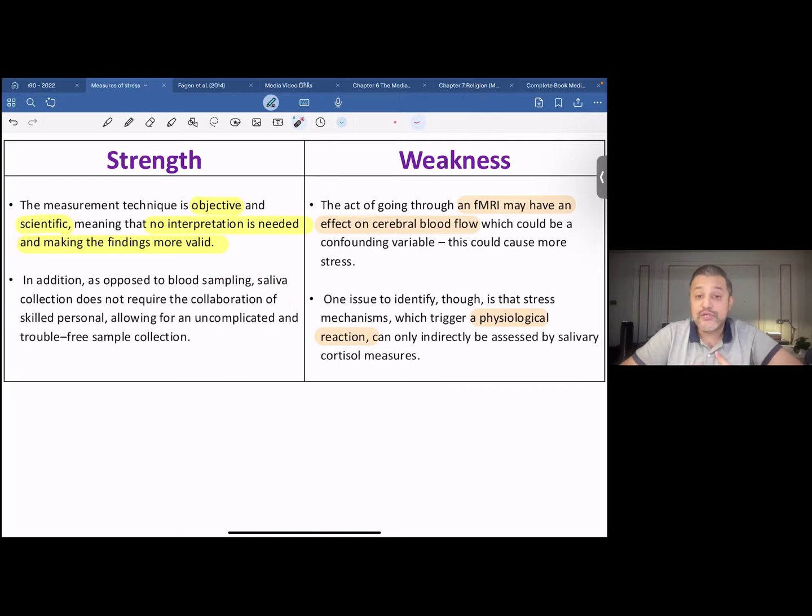Now, when there are strengths, there are limitations or weaknesses as well. The act of going through fMRI in itself could be stressful for people. The fMRI machine or the MRI brain scanning device, if you've seen it, the mere act of having to go through the procedure might induce stress to some people, which could possibly have affected the cerebral blood flow. Now, this is a confounding variable that we cannot do anything about. So, like this reads, the act of going through an fMRI may have an effect on the cerebral blood flow, which could be a confounding variable. This could cause more stress.